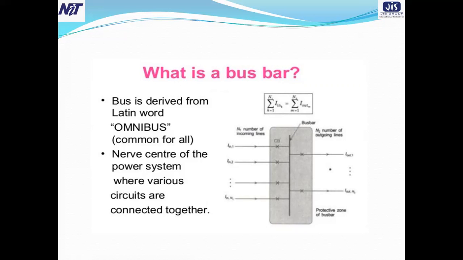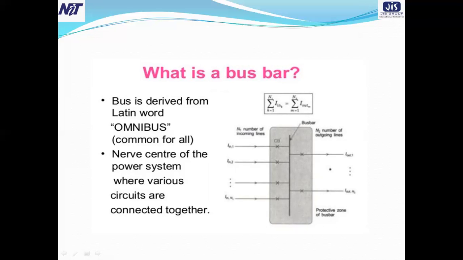Now, I think all of you are well aware that there are three types of bus in the system. One is slack bus, one is PV bus, and one is PQ bus. Slack bus means the maximum generating bus. The voltage of the slack bus is 1, and the angle of the bus is 0 degree. The voltage is 1 per unit.